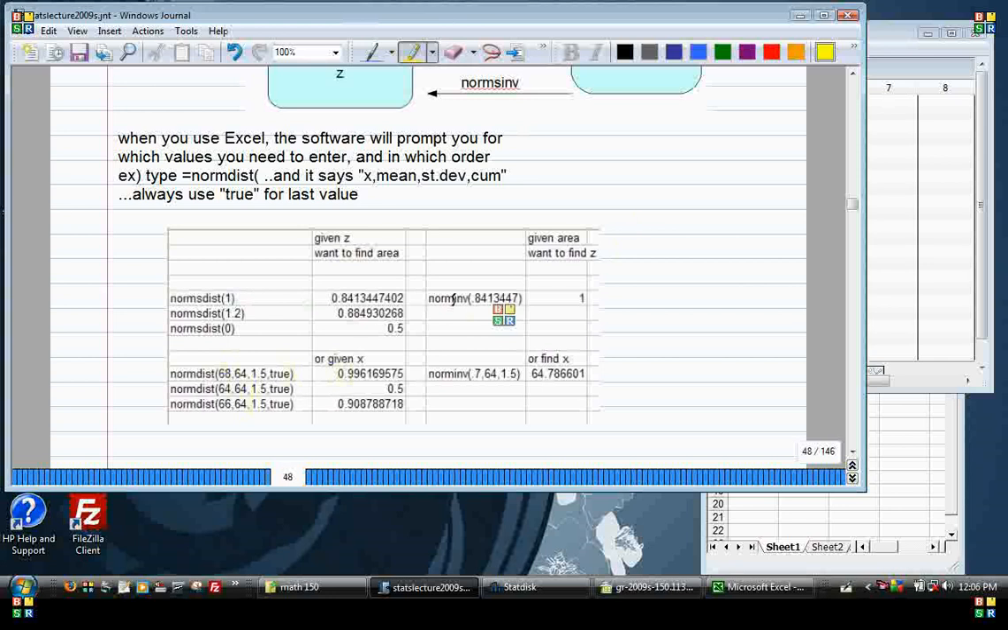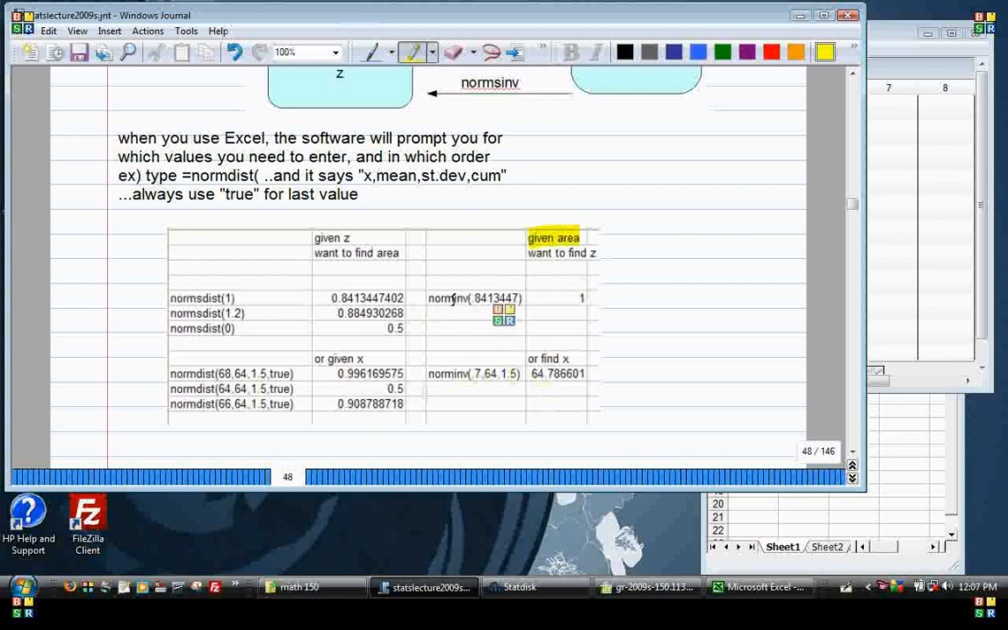The second part is going backwards. Going backwards is, if you're given the area, then you want to find z. You can type in norm s inv of this area, which is 0.8413, then the z-score would be 1. Or if you're given area you want to find x, use norm inv. How do you use it? You would type in norm inv, where your area is 0.7, then your mean is 64, your standard deviation is 1.5, and it gives you an x value of 64.7866, etc.